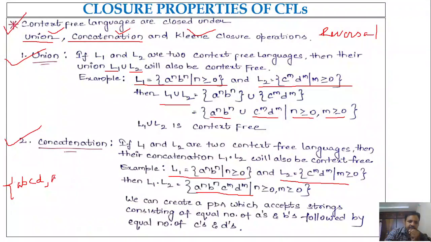Next, if I write A square, B square, that means A, A, B, B, C, D. Okay. So if you observe, the number of A's and number of B's must be the same, and the number of C's and number of D's must be the same, right? So this is a context-free language, right?